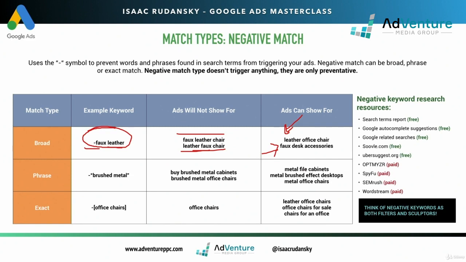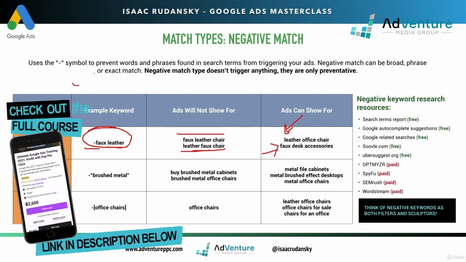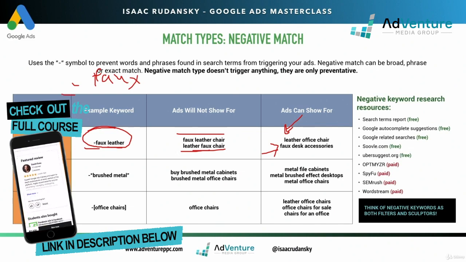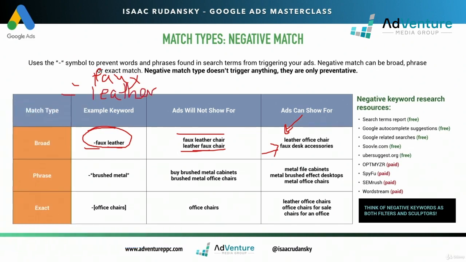So if I wanted to not show up for faux or for leather, what would I need to do? I would need to have negative faux, and I would also have to have a separate negative keyword, negative leather. And if I had those two separate keywords, then I wouldn't show up for either leather office chair or faux desk accessories. Now let's take a look at negative phrase match.